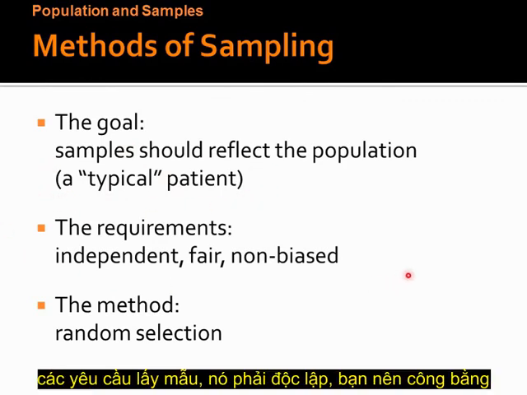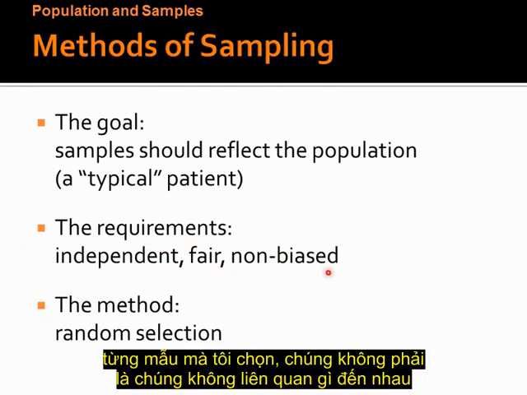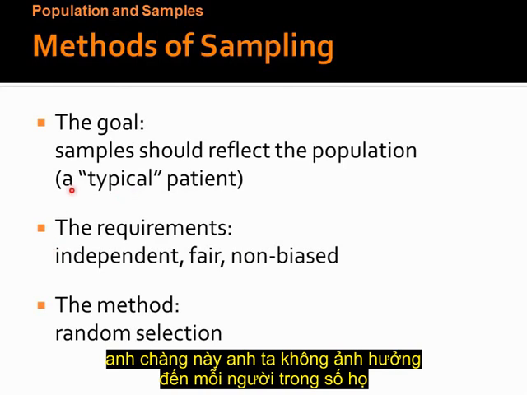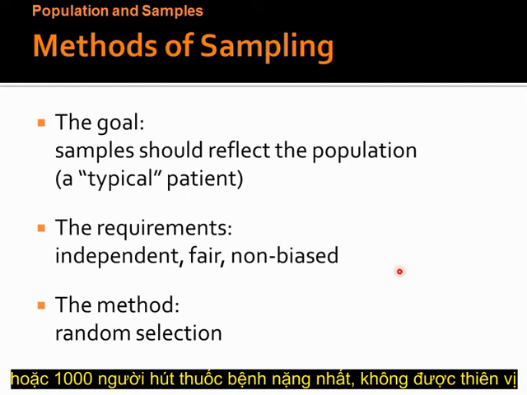The requirements for sampling: it should be independent, it should be fair, it should be non-biased. Fair and non-biased usually are quite related. Independent means that each and every one of the samples which I pick have nothing to do with each other, meaning that this guy here does not know this guy here, he's not influencing, there's no influence upon each and every one of them. Non-biased means I did not just pick the 1,000 most healthy smokers or the 1,000 most sick smokers. Okay, they should be non-biased.